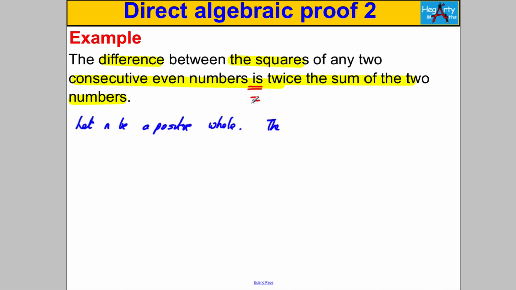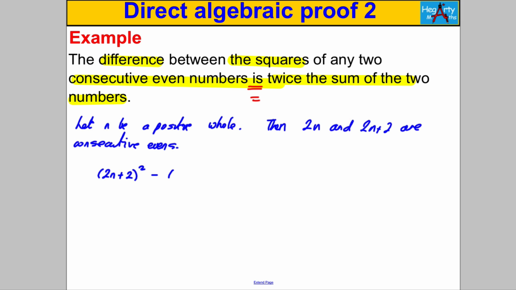Then our two consecutive evens, we could say then 2n and 2n add 2 are consecutive evens. Okay, and we've done that type of thing before. Now, the difference between the squares of them, let's square them and take them away. Let's take the bigger one, so 2n add 2, all squared, and we're going to subtract 2n squared, and we're going to have to work this out. So, this means 2n add 2 multiplied by 2n add 2, subtract 2n multiplied by 2n.